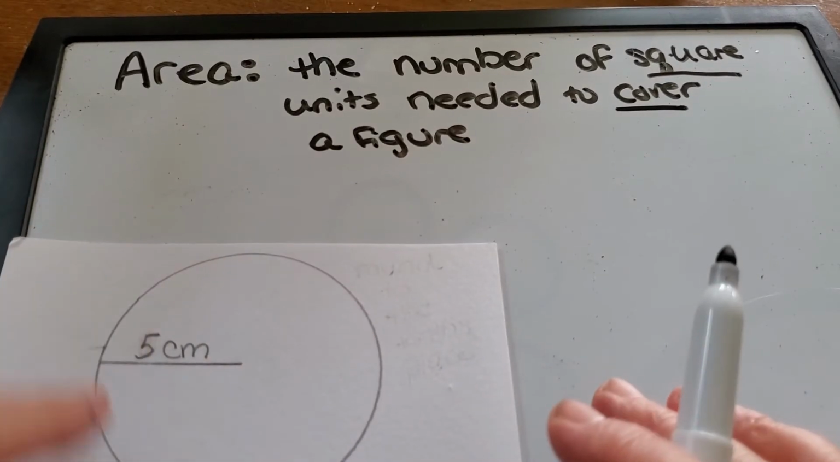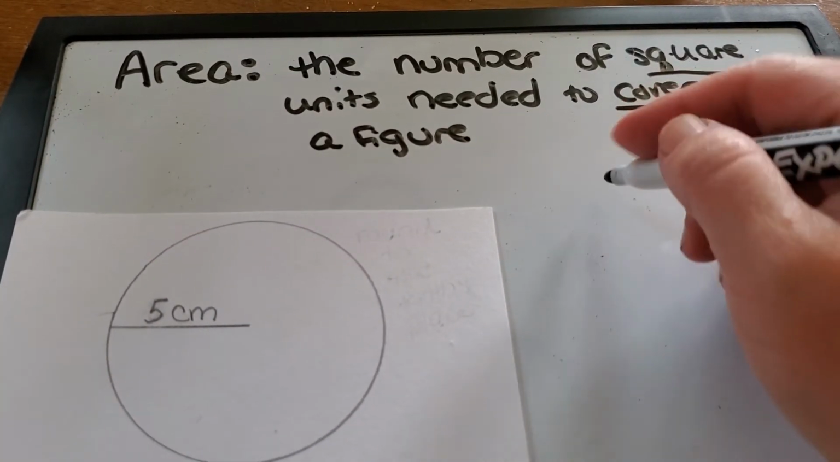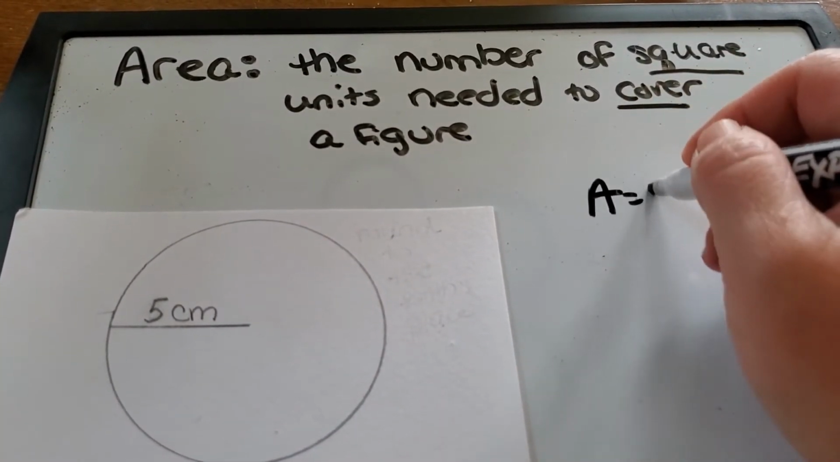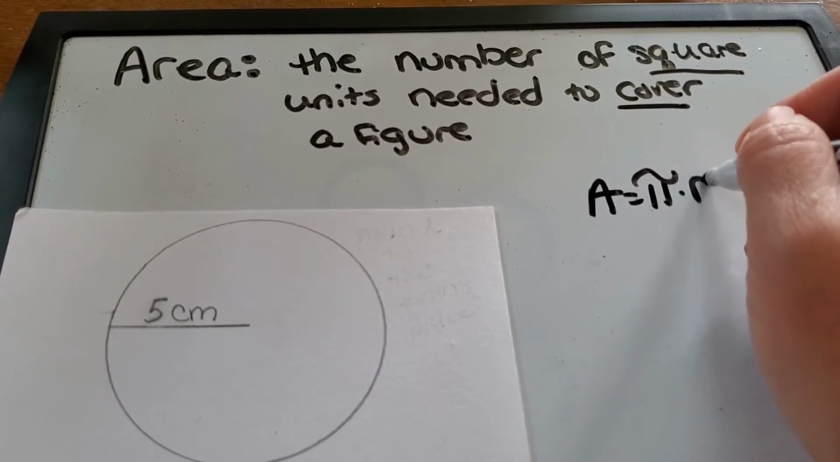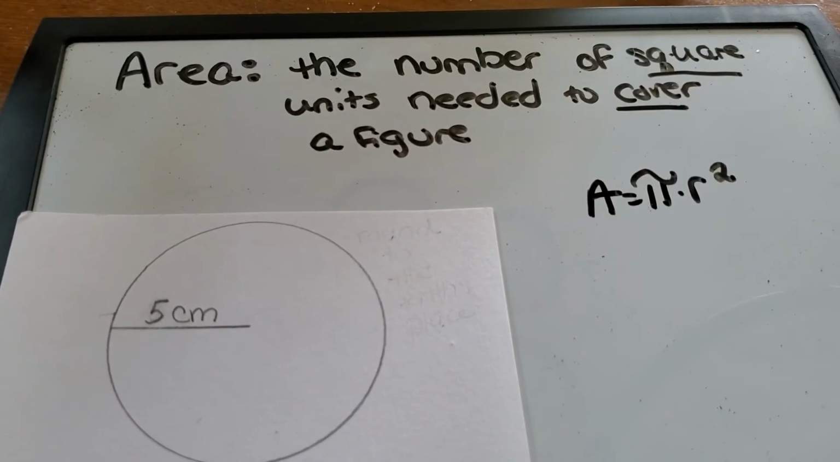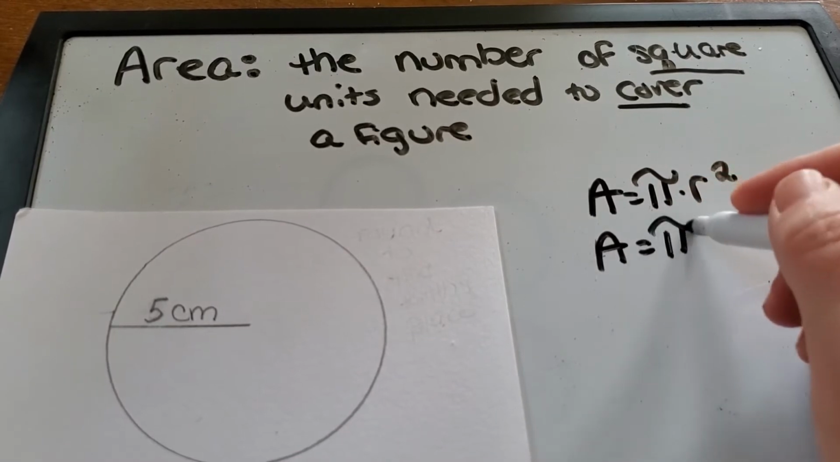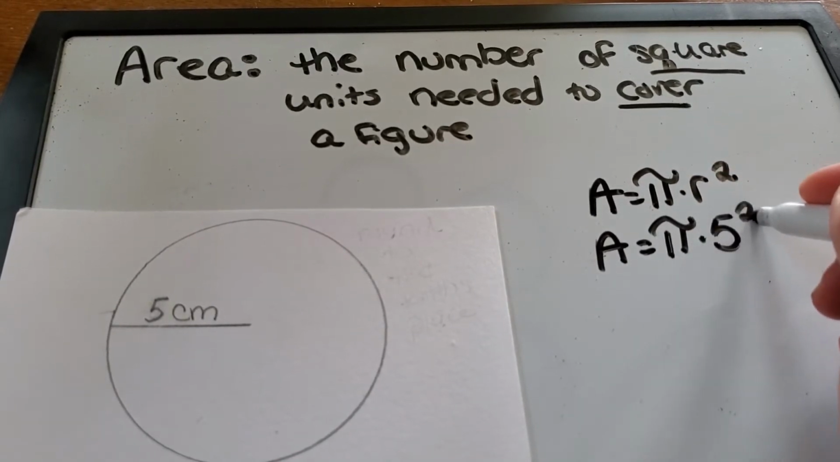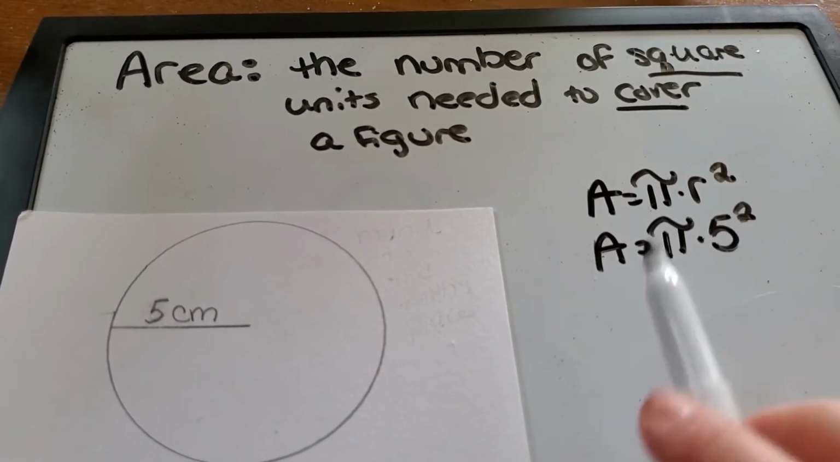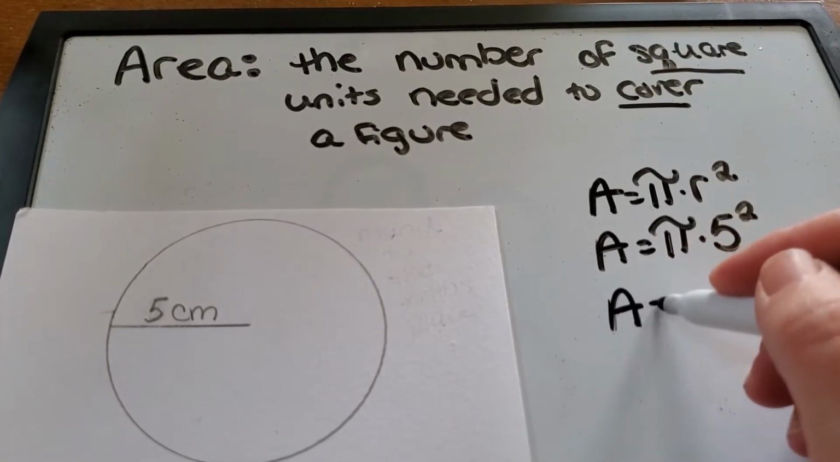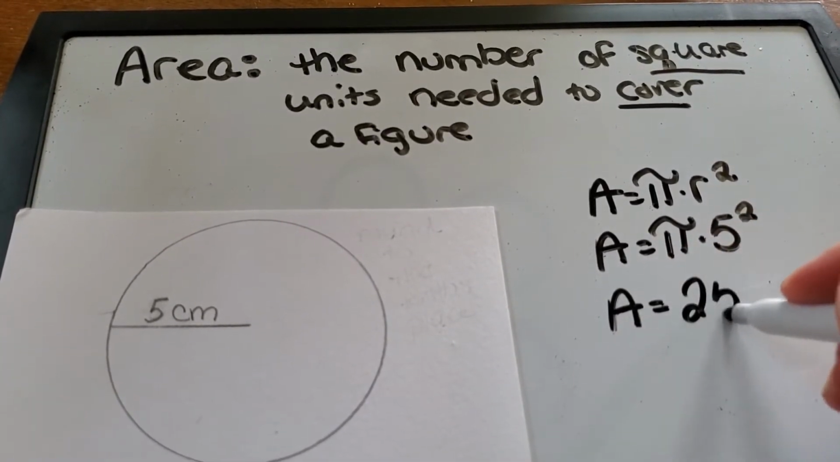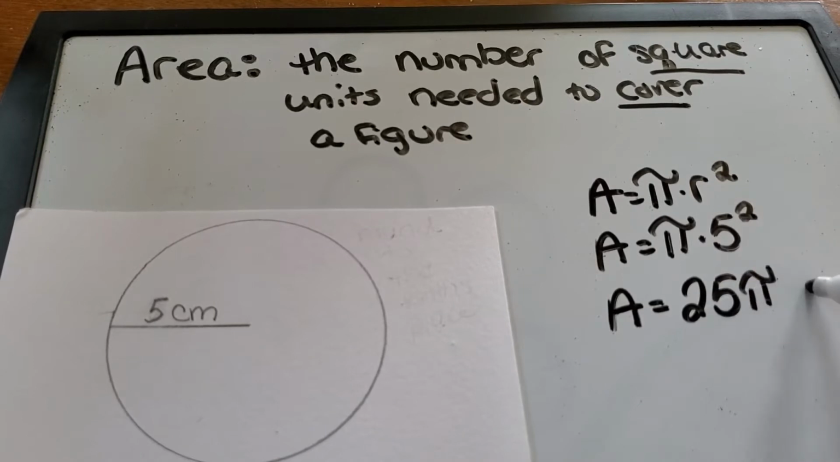Here we have a circle with a radius of 5. So we're going to use the formula, area equals pi times radius squared. Maybe this would be a good one for you to try on your own. Pause the video, see if you can get it. The radius is 5, so we're going to plug 5 in for r. So it's going to say pi times 5 squared. 5 squared is 25, so the area is just pi times 25, or 25 pi square centimeters.